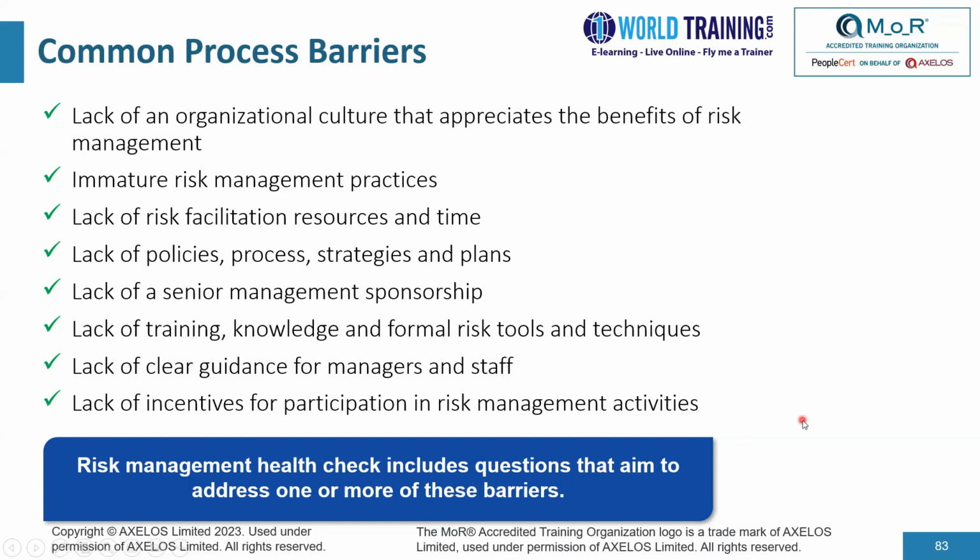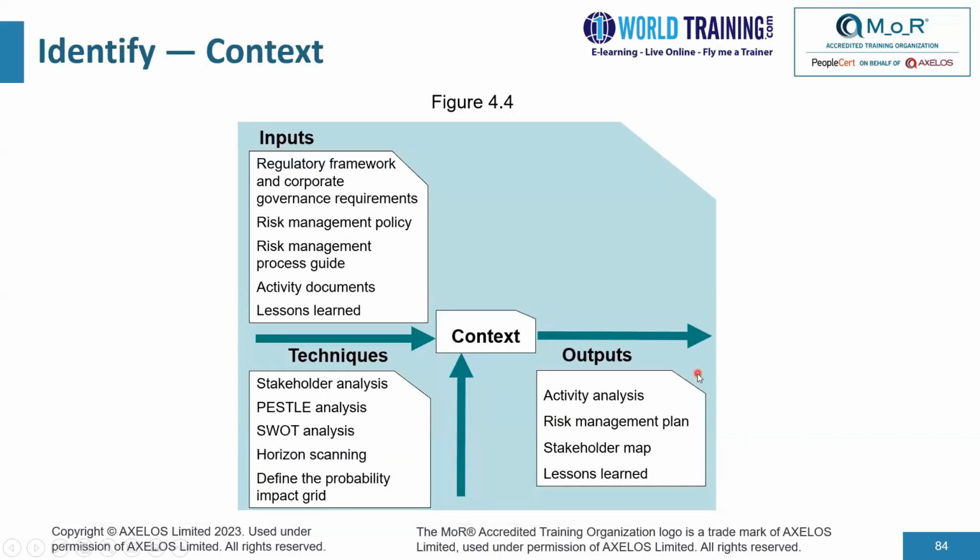Let's study each of the processes in slightly more detail. So remember the process model that we looked at. The first process that we have is identify context. Let's look into what the goal of this particular step is. The goal of this step is to gather detailed information about a planned activity and how it fits into the organization and society as a whole.